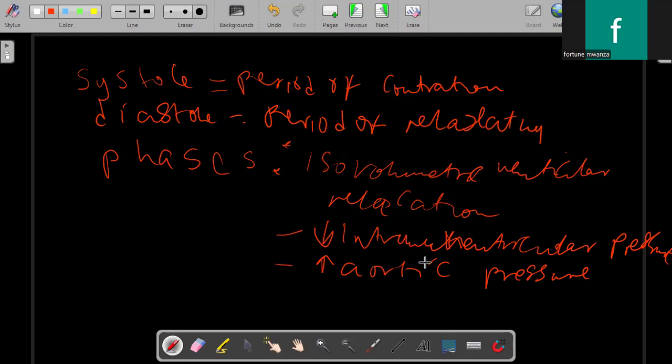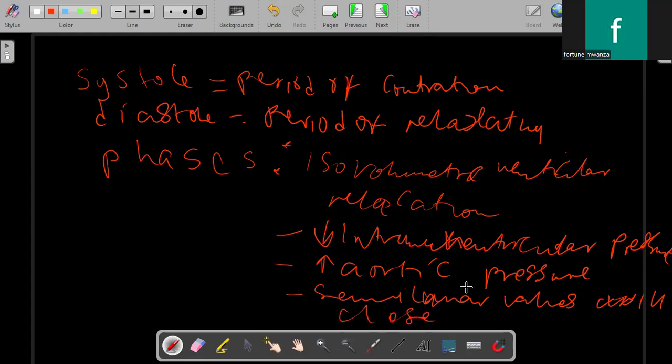Because of this increase in aortic pressure, it can cause the blood to go back to the ventricles. So we don't want that to happen. So there will be closure of your semilunar valve. Your semilunar valve will close. That's what is happening in phase 5. So there's closure of that semilunar valve.